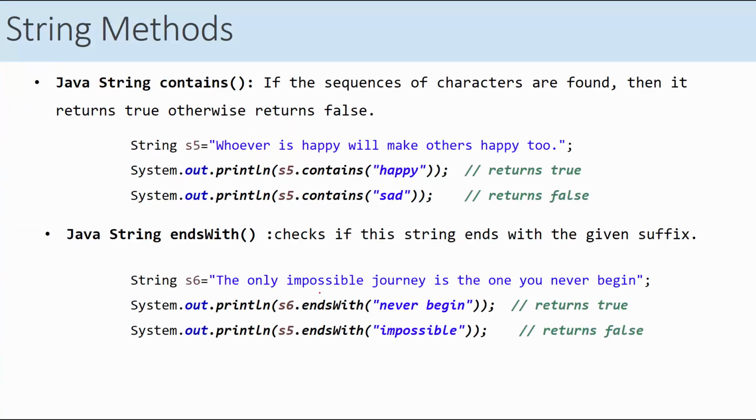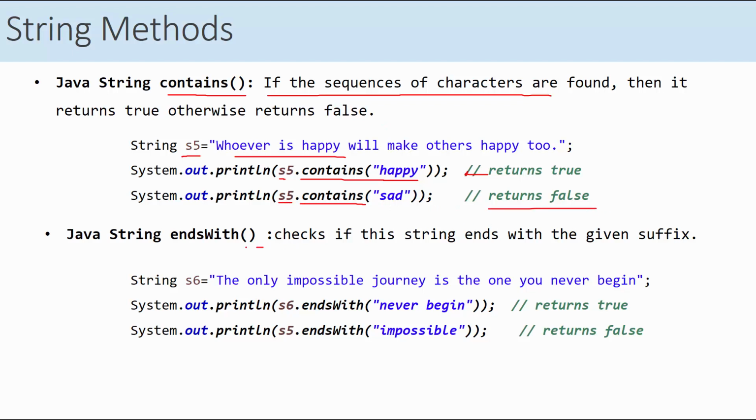One more popular method with the string class is contains. Contains tells you whether a sequence of characters is found in the string or not. If it's found, it returns true, otherwise false. Here we have string S5. If you ask if S5 contains happy, the output will be true. If you check for sad, since sad is not available in the text, the output will be false.